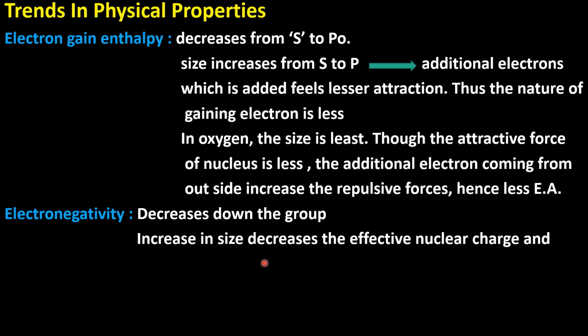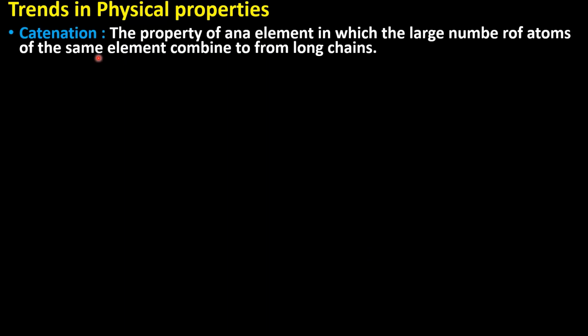Electronegativity decreases down the group. This is because the size increases and effective nuclear charge decreases. Now let us discuss some more physical properties and their trends.